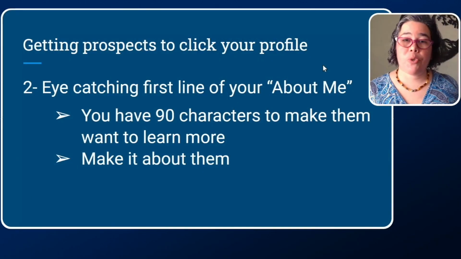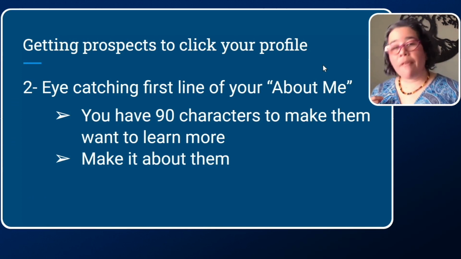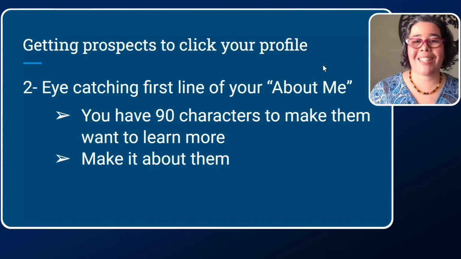So if you have an elevator pitch, this is where you would put it. If you have a mission or vision statement, this is where you will put it. But you need to be concise because it's going to be cut off in the search results. When somebody searches and scrolls through profiles, you're only going to see the first 89 to 90 characters. So you're going to want to make it about them. It's not about what you do. It's not about what you offer. It's not about your bio or your experience.